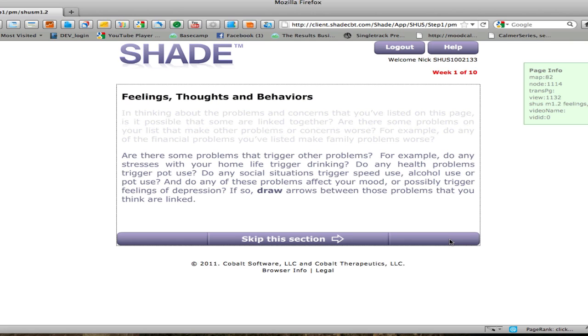For example, do any stresses with your home life trigger drinking? Do any health problems trigger pot use? Do any social situations trigger speed use, alcohol use, or pot use? And do any of these problems affect your mood, or possibly trigger feelings of depression? If so, draw arrows between those problems that you think are linked.